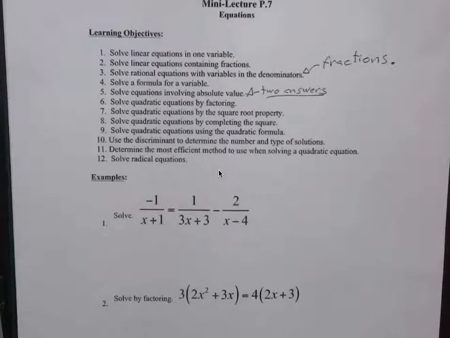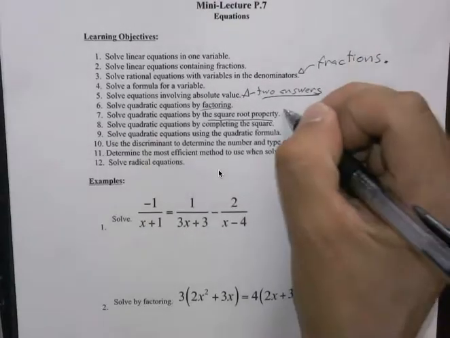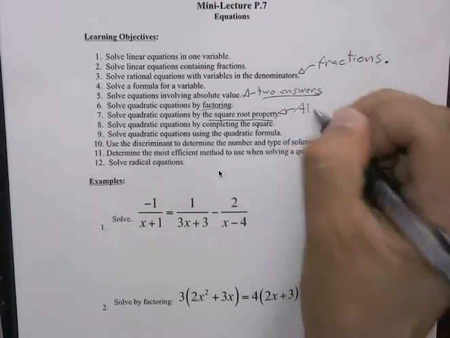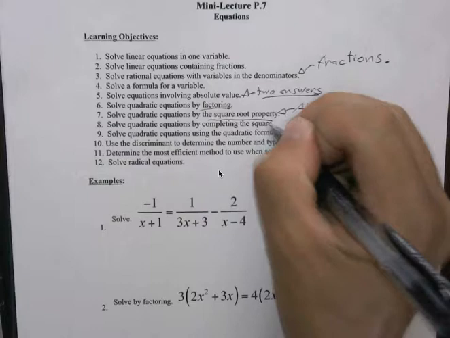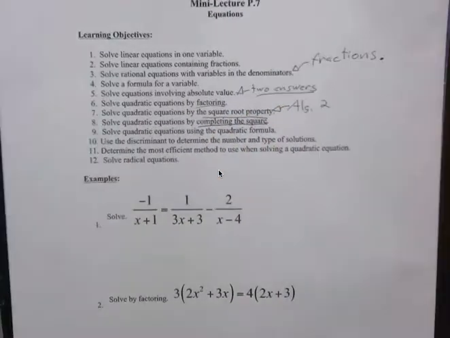Solving quadratic equations by factoring, using the square root property. This is algebra 2 towards the end. Completing the square, which is a newer type of way to factor. You might have seen that in algebra 2. If you haven't, I'll catch you up on that.